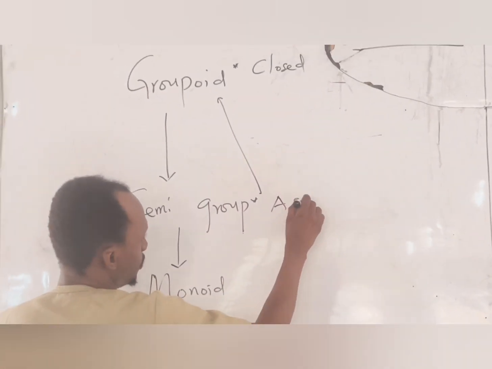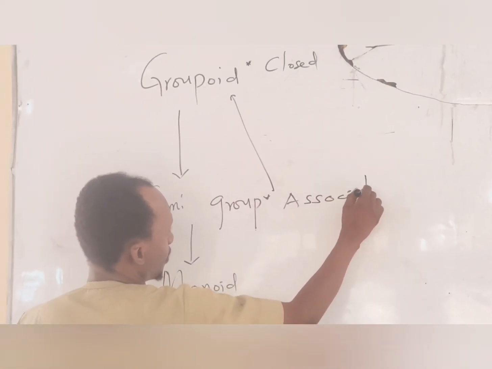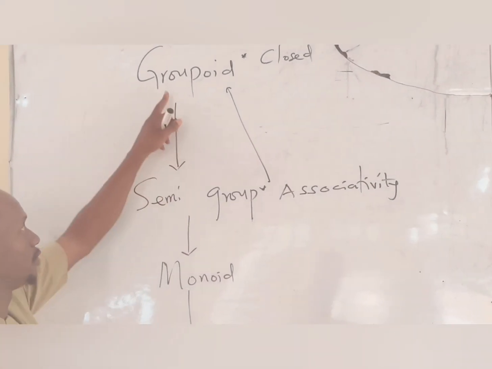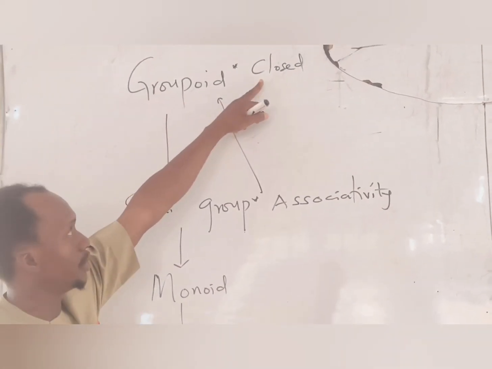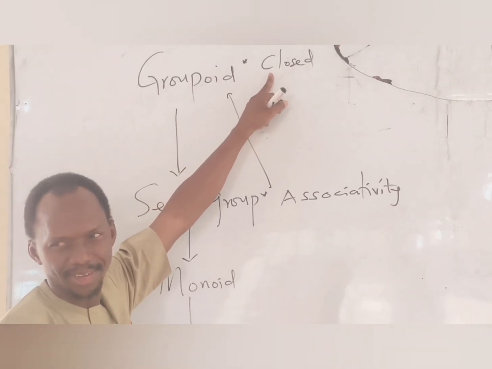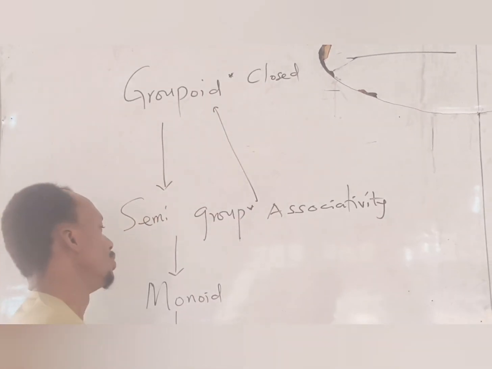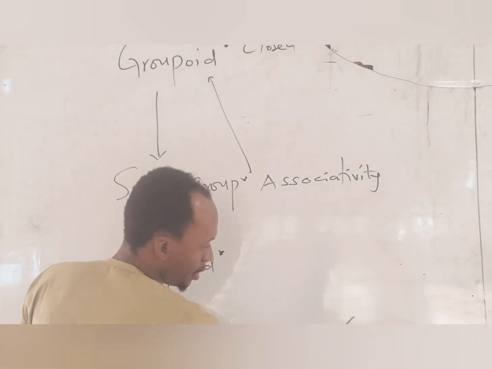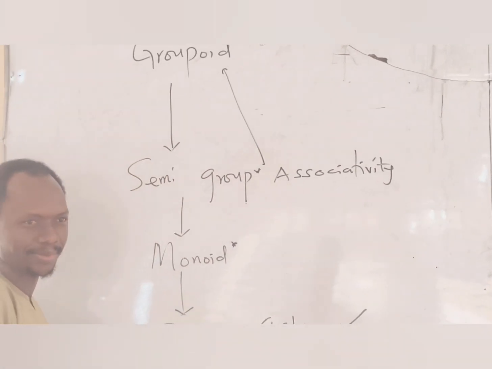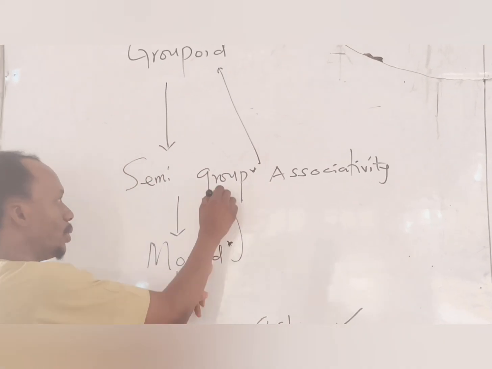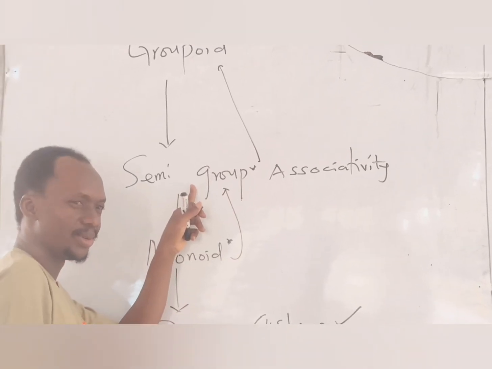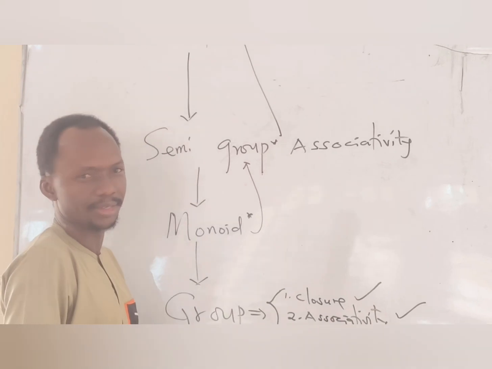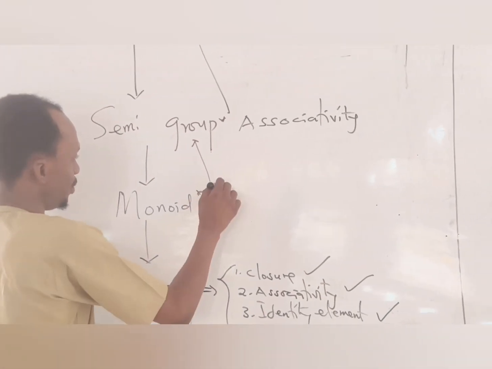that is associative. So before you can be a semi-group, you must first be what? A groupoid. Are you seeing the structure? So the third one is a monoid. Now a monoid must have what? An identity element. So a monoid is also a semi-group in which the binary operation has an identity element. You see, that's the meaning.